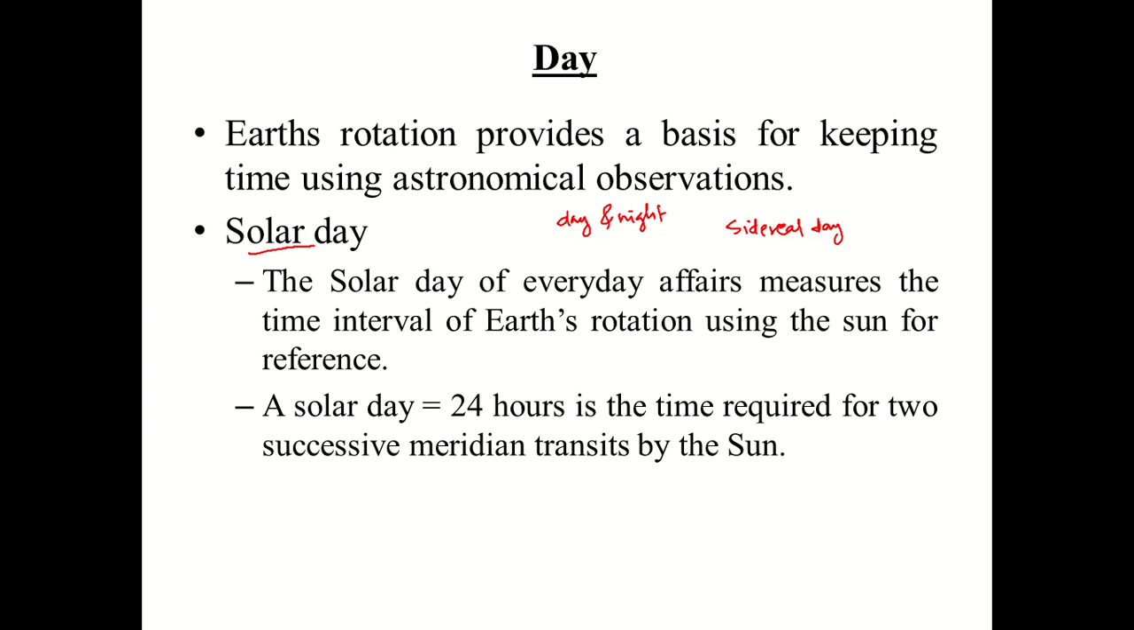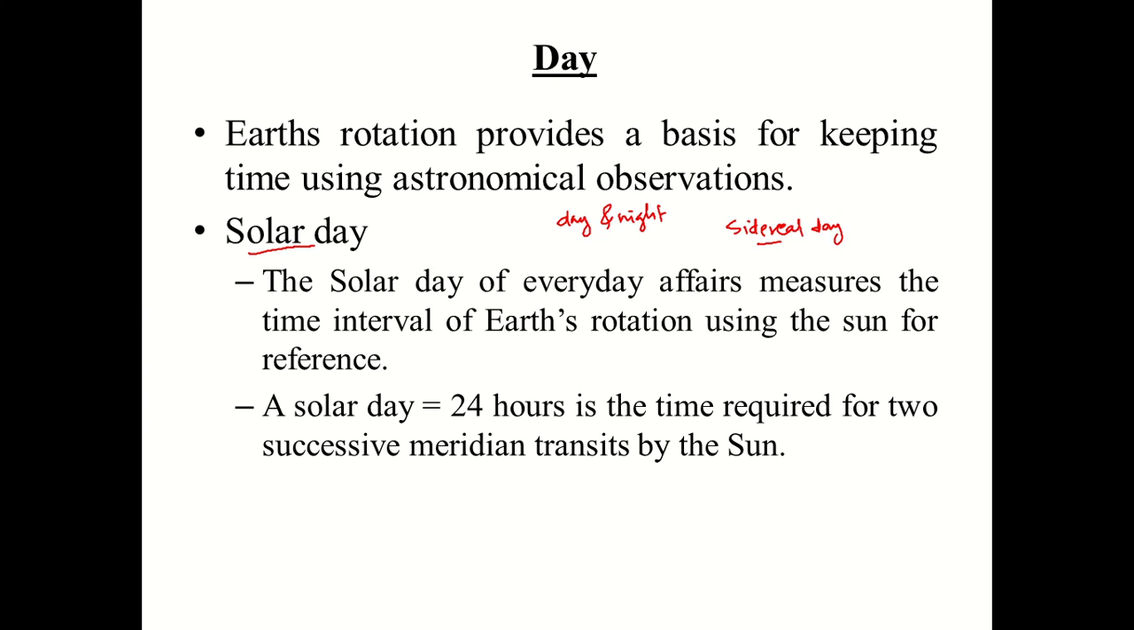If the solar day gave the actual period of rotation, there would be no need to define the sidereal day, but here there is a difference when we consider the sun as the reference point. So in the case of a solar day, we choose the sun as the reference point or reference object here. The solar day is defined as the time interval of Earth's rotation using the sun for the reference.